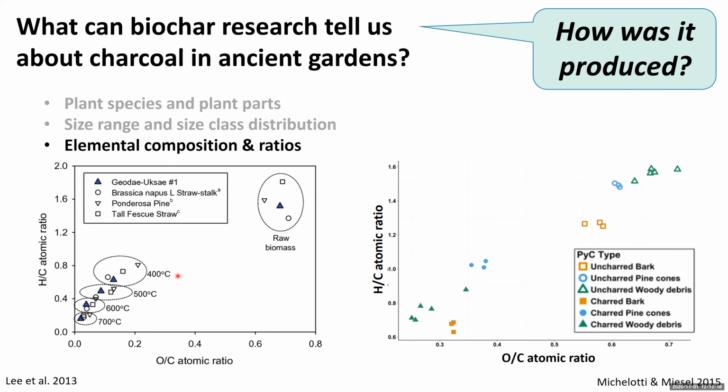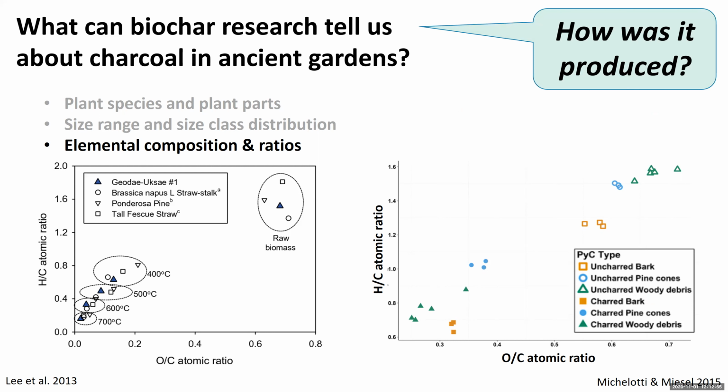So the higher the charring temperatures, the lower we get in the hydrogen to carbon and the oxygen to carbon ratios. And we also see that the higher the charring temperature, the more similar the element ratios are across these different types of original biomass. So we can say that the variability in element ratios among types of biomass decreases as the charring temperature increases. We see the same pattern in the figure on the right.